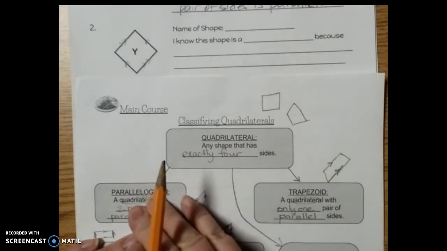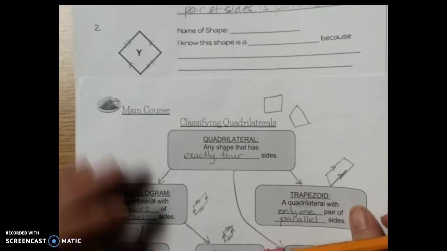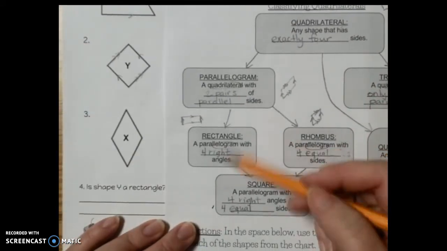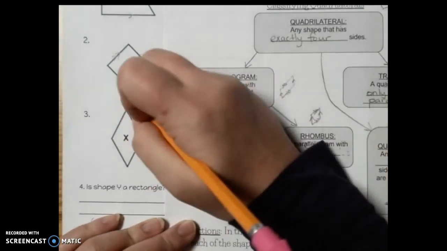But before I settle on parallelogram, I'm going to go down even more and see if I can give it an even better name. Okay, so I'm going to scroll down just a little bit. Now I'm looking at, could it be a rectangle or a rhombus? A parallelogram with 4 right angles. Well, are these right angles?